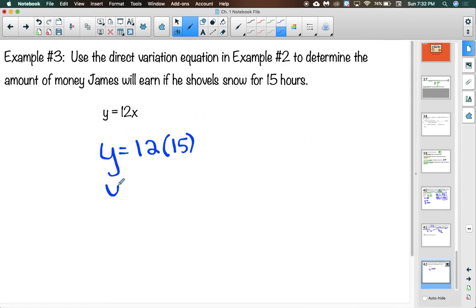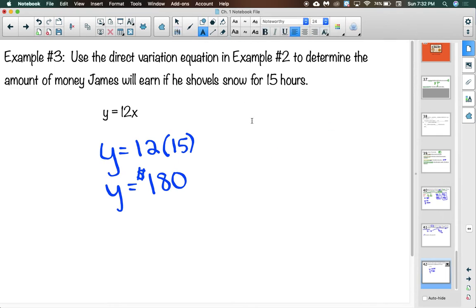So y equals 12 times 15. 12 times 15 is 180. Remember, y was the amount of money he would earn. So James will earn $180 if he shovels snow for 15 hours. James will earn $180.